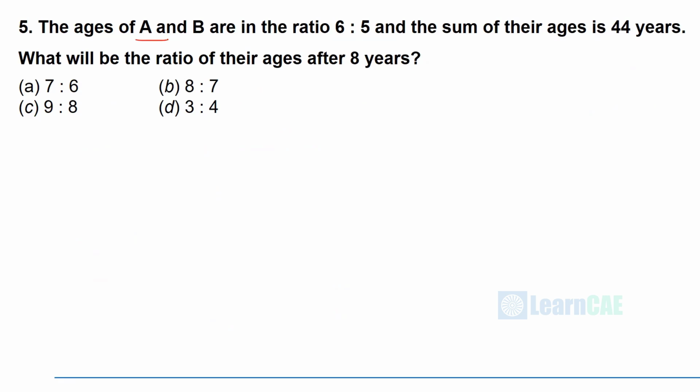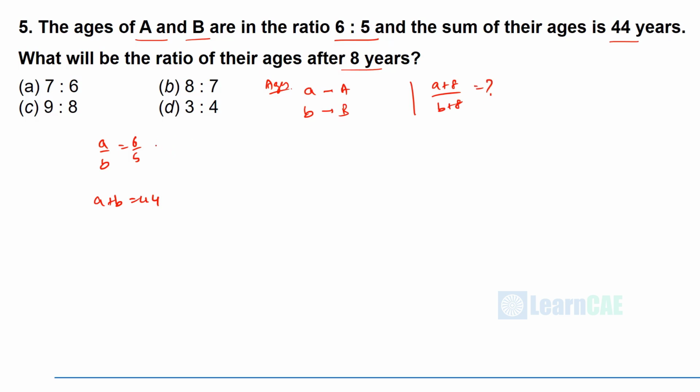The ages of A and B are in the ratio 6:5 and the sum of their ages is 44 years. What will be the ratio of the ages after 8 years? Okay. Let A and B represent the ages for A and B. Okay. The ages are in the ratio 6:5. Okay. The sum of their ages is 44. That is A plus B is equal to 44. They are asking what will be the ratio of their ages after 8 years. That is, what is A plus 8 divided by B plus 8.